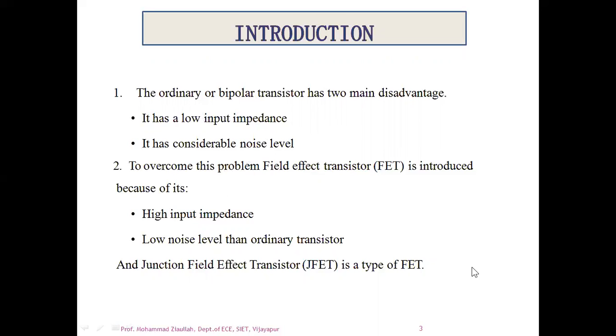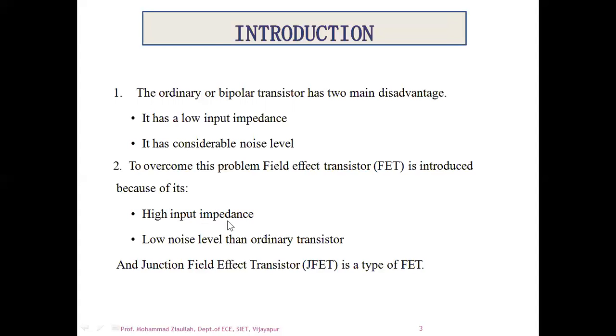This field effect transistor has two advantages over the bipolar transistor or BJT. They are: the input impedance is high as compared with the bipolar transistor, and the level of noise is considerably reduced, or we can say it has a very low noise level as compared to the bipolar transistor. Due to these advantages over the bipolar transistor, FETs are broadly used.